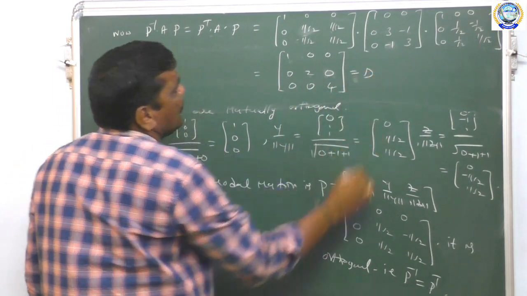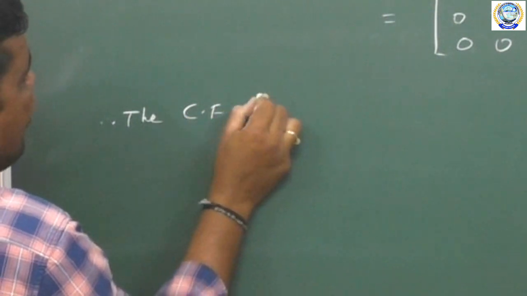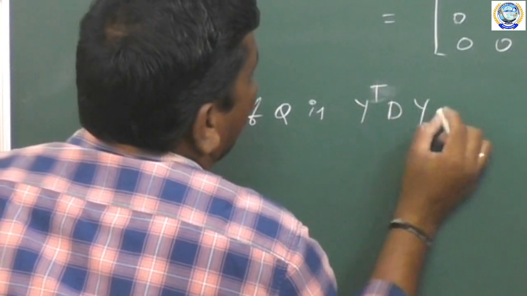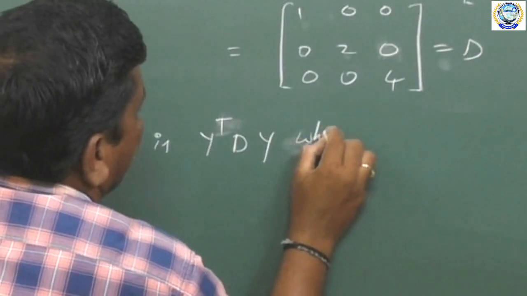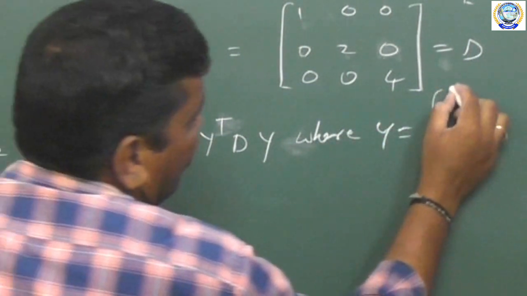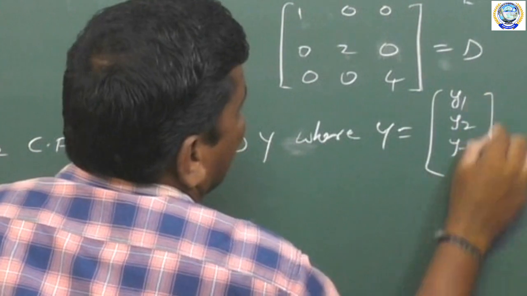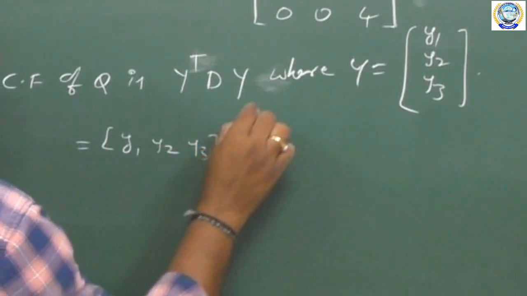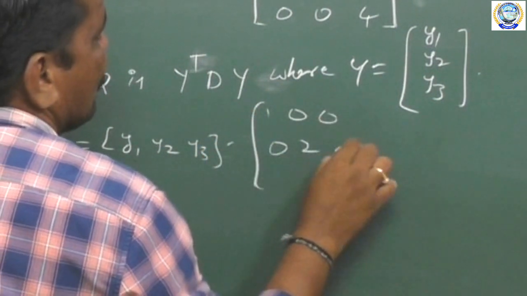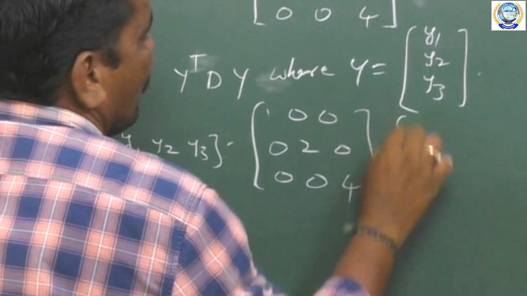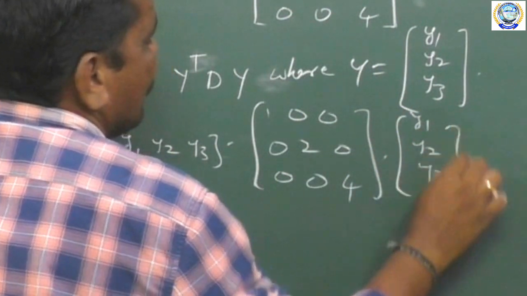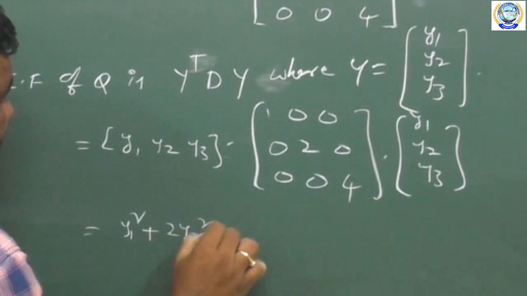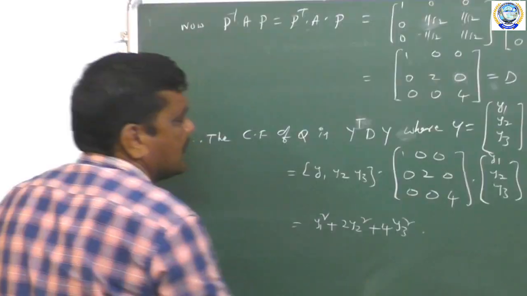This is equal to D. Therefore, the canonical form of Q is Y transpose DY, where Y is the variable matrix with the variables y1, y2, y3. Y transpose is the row matrix y1, y2, y3, and D is the diagonal matrix 1 0 0, 0 2 0, 0 0 4, into y1, y2, y3. So multiplying these three matrices, we get y1 square plus 2y2 square plus 4y3 square.